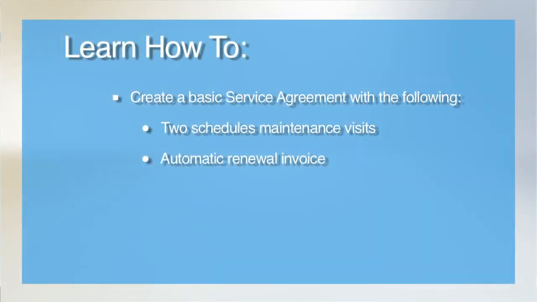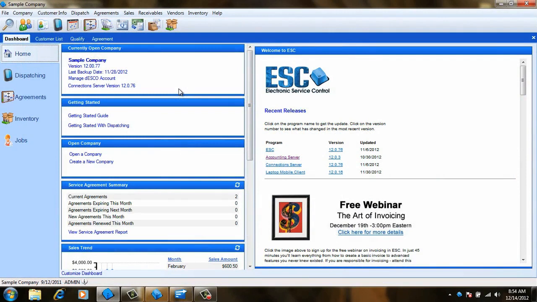Welcome to our tutorial on creating a basic agreement. In this video, you will learn how to create a basic agreement that consists of 2 scheduled maintenance visits and an automatic renewal invoice. The first thing we need to do is to find the customer that bought the agreement.